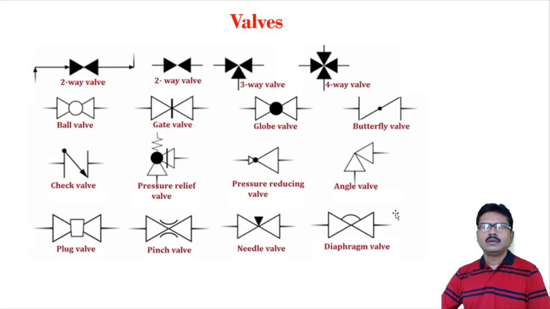Different types of valves are there. Here I will discuss only the symbols. This is the two-way valve. This is again a two-way valve. This is unidirectional, but this might be both directions. This is a three-way valve. This is a four-way valve.